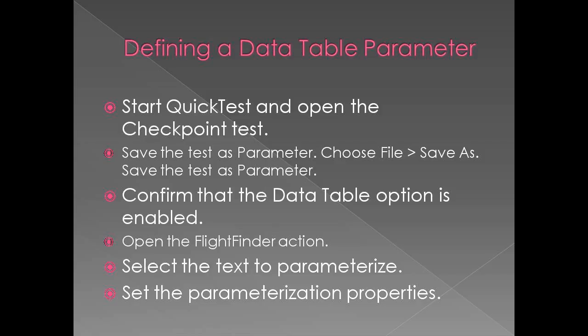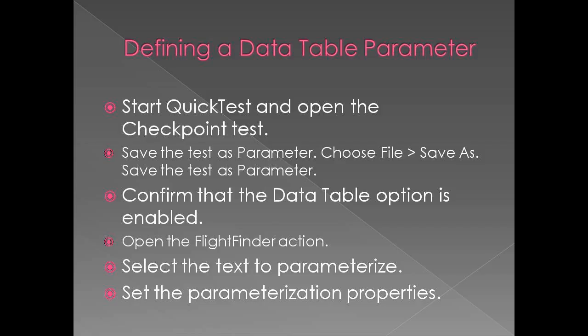3. Confirm that the data table option is enabled. If you do not see the data table at the bottom of the Quick Test window, click the Data Table button or choose View, Data Table. 4. Open the Flight Finder action. Click the Test Flow tab to display the test flow pane. If you do not see the Test Flow tab, choose View, Test Flow or click the Test Flow pane button to display it. In the Test Flow pane, double-click the Flight Finder action. The Flight Finder action opens.